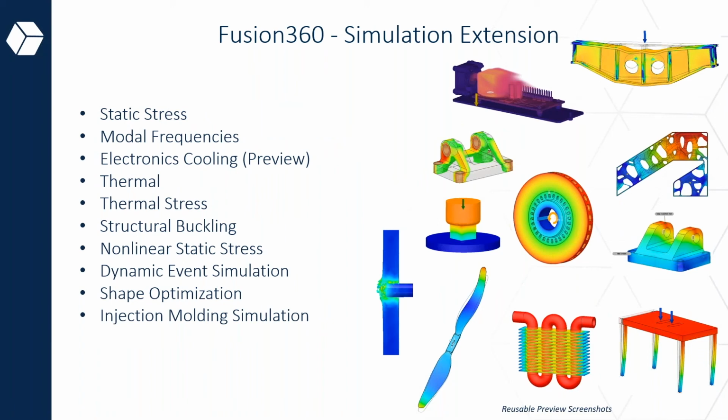What we have done now is quite a lot of information to take in. Yes, agreed. So in Fusion 360, we've been through static stress analysis simulations, modal frequencies, electronics and electronic cooling, thermal stress simulations, structural buckling, nonlinear statics, as well as dynamic event simulations, shape optimization, and injection molding simulation as well. I hope that you learned something from this, and that you're able to take this forward, and we will be able to assist you going forward.